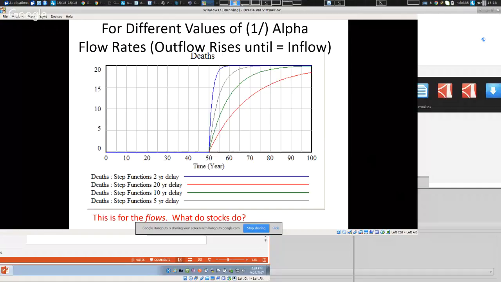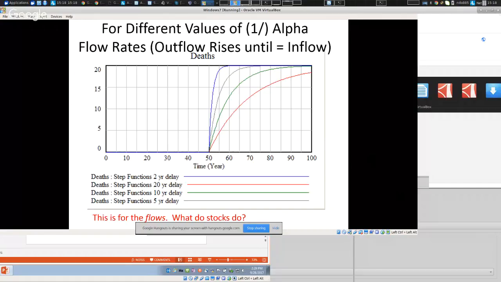And you could see that it follows this increase in the inflow pretty quickly. By contrast, if I have a 20-year delay, that's the red one, it follows it more slowly. So these numbers are not alpha, these numbers are 1 over alpha. These numbers are tau.